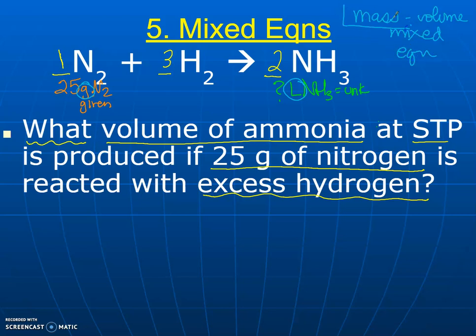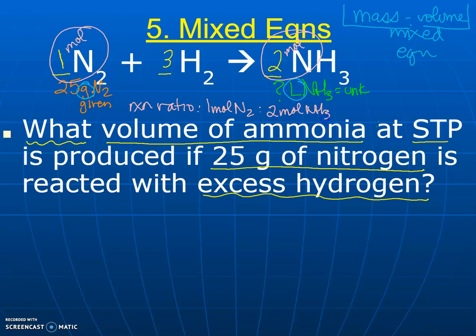That means the first part is going to look like the mass videos that we did, and the second part is going to look like the volume videos that we did. But we will always, always, always be using the mole conversion reaction ratios from our balanced equation. The reaction ratio is 1 mole of N2 for every 2 moles of NH3. That's my recipe. So how do I get from grams of N2 into moles of N2?